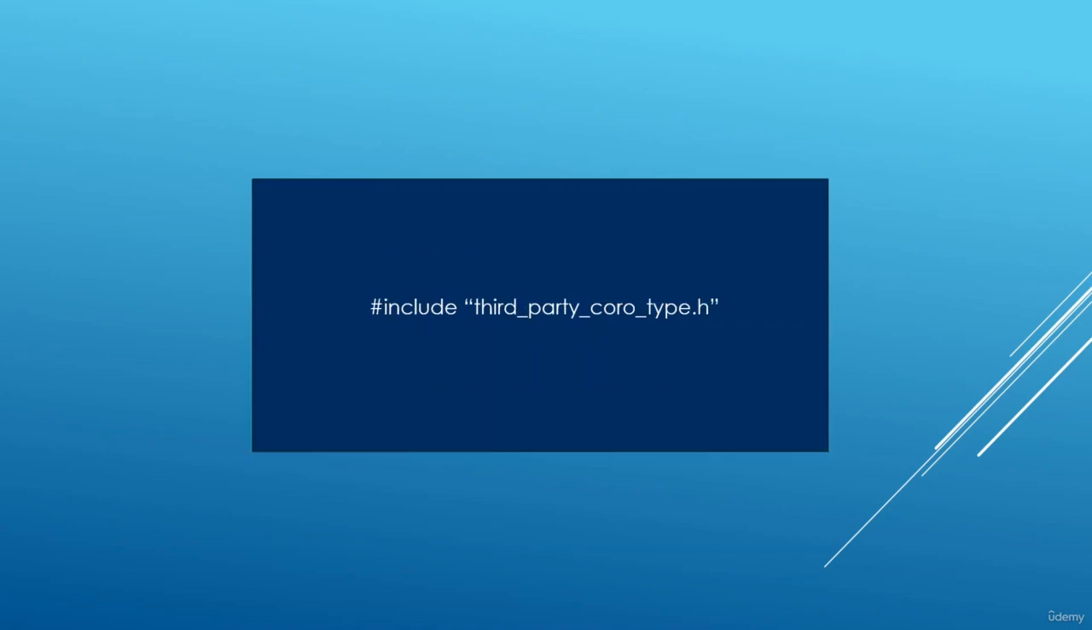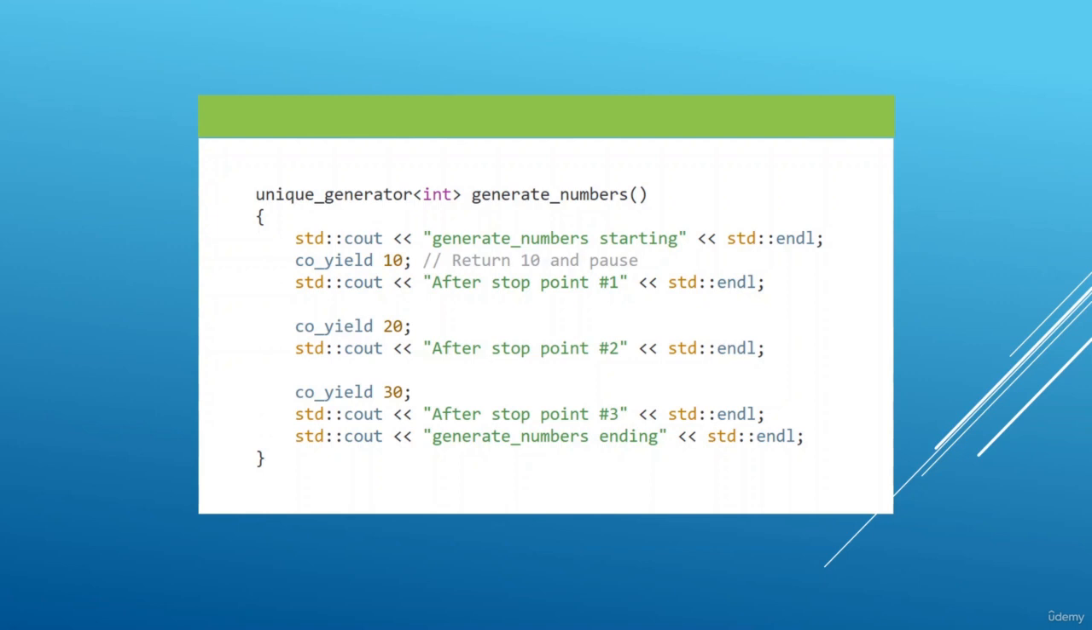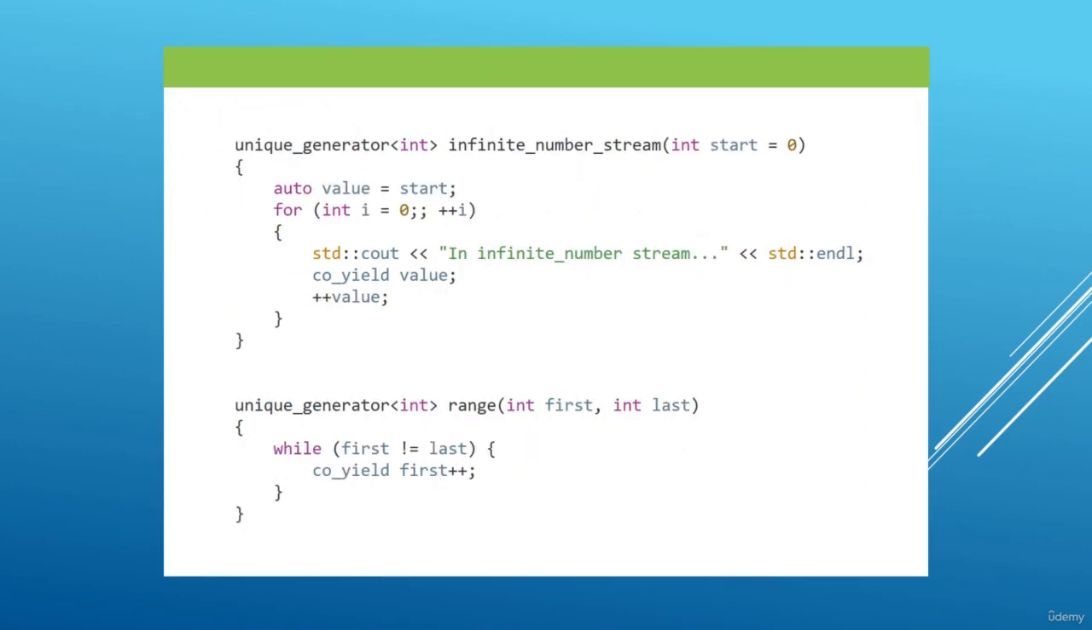So to use these third-party libraries, you will need to include them somehow. So you may put in an include statement like this. And once you do this, you will need to change your generator to use the third-party generator that you are using in your code. So for example, we are going to use something called unique generator. So we're going to change our return types to use this thing here, and we're going to be changing all our coroutine functions to use this thing.